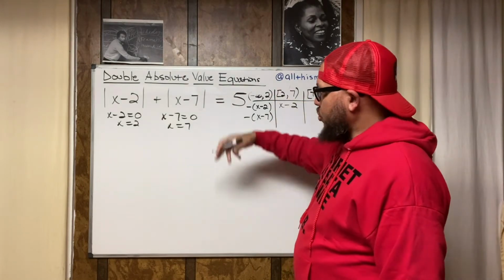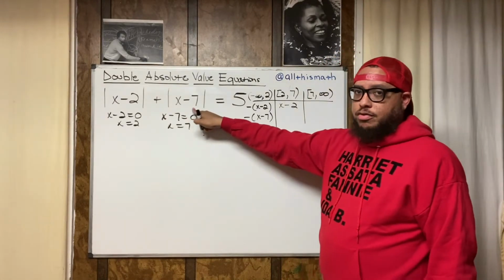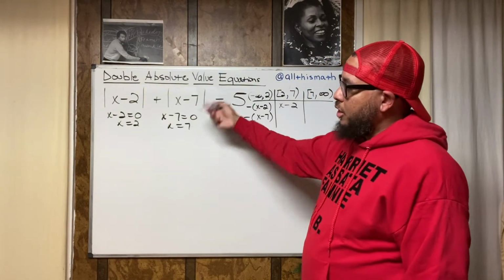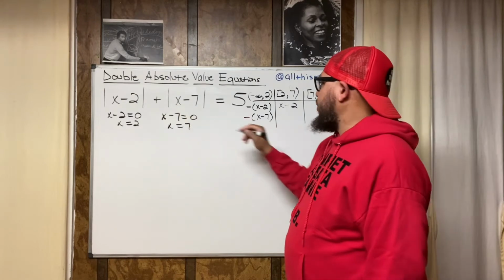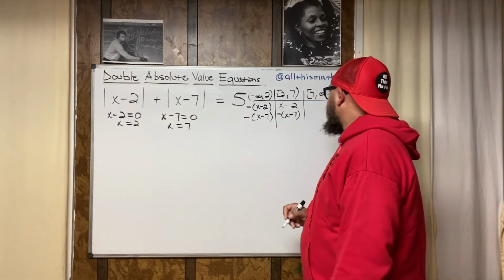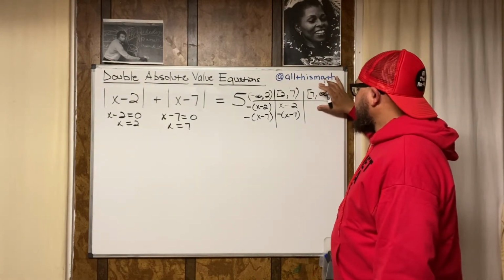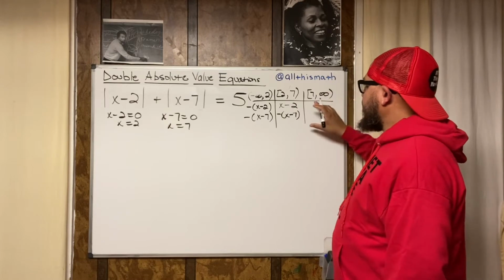Now, do 2 again. 2 minus 7 is negative 5. So because we end up with a negative, we're going to take the negative of this expression. So negative quantity x minus 7, right? Now, we go to this third interval from 7 to infinity.